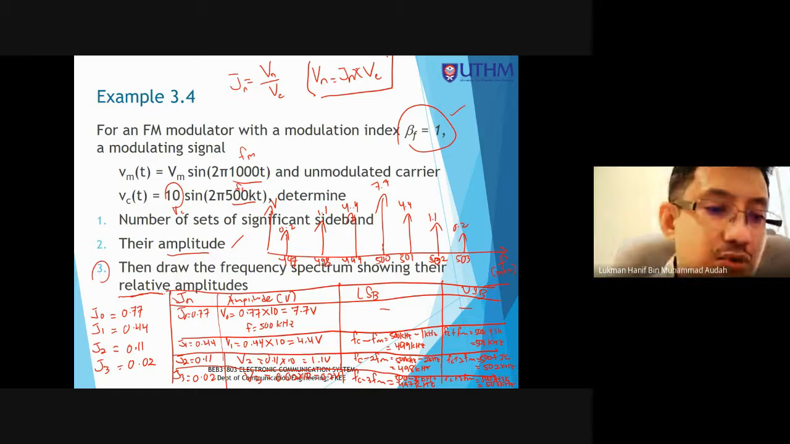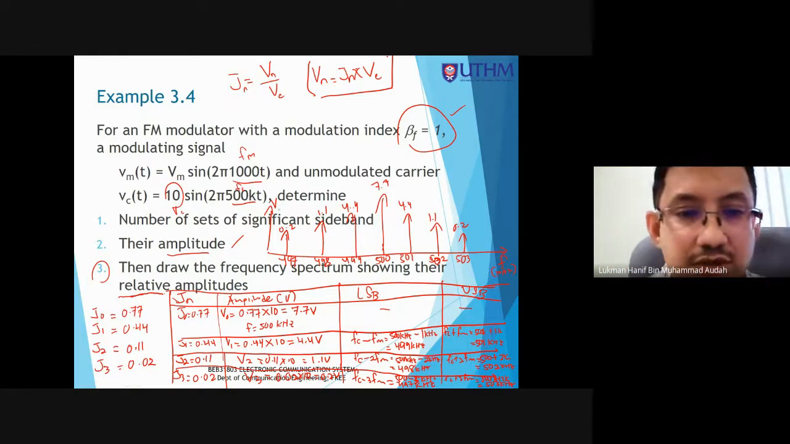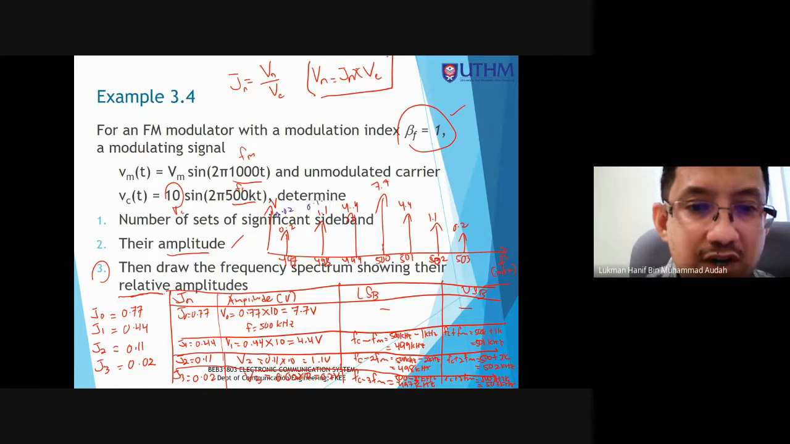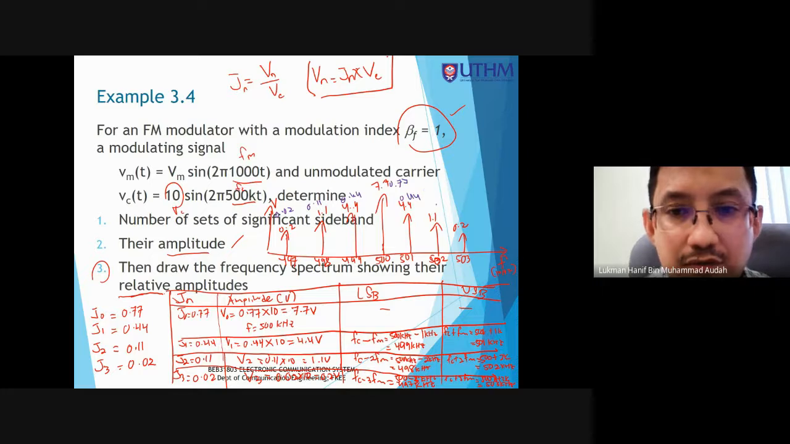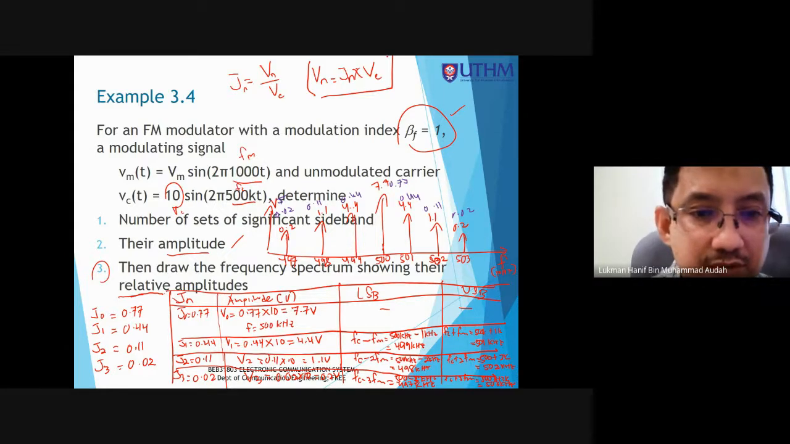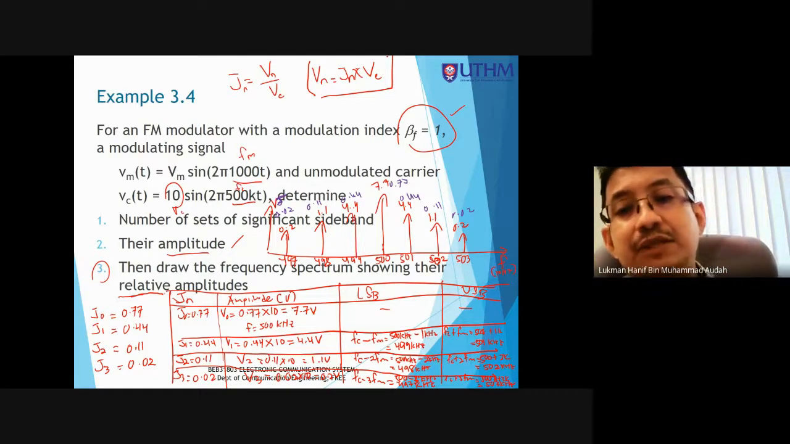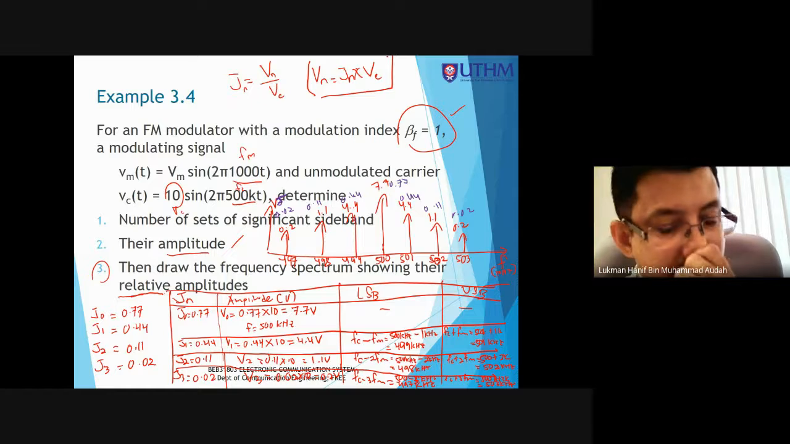Okay. So for these questions, saya guna color lain. So it is actually 0.02, 0.11, 0.44, 0.77, 0.44, 0.11, 0.02. So this is actually J. Okay, J versus F for relative amplitude versus frequency. Nampak?